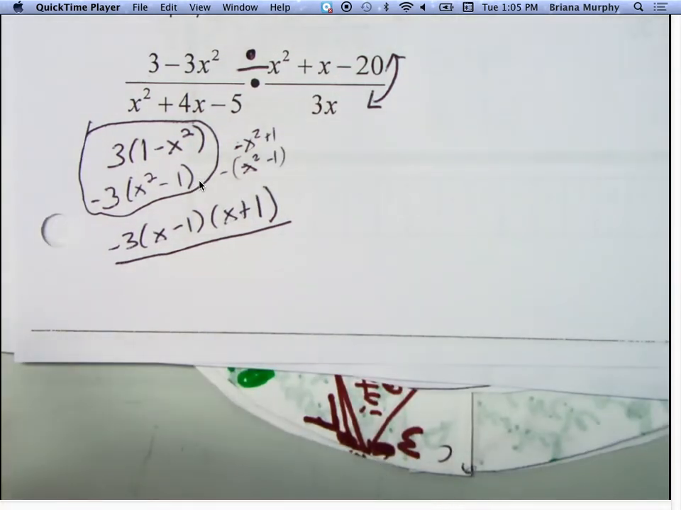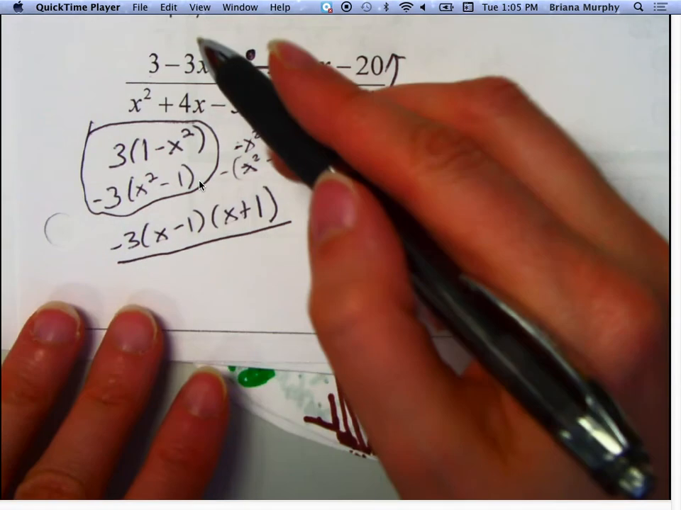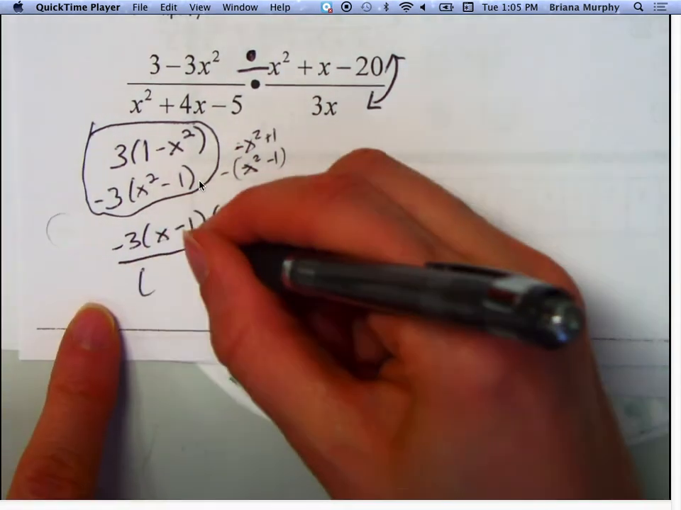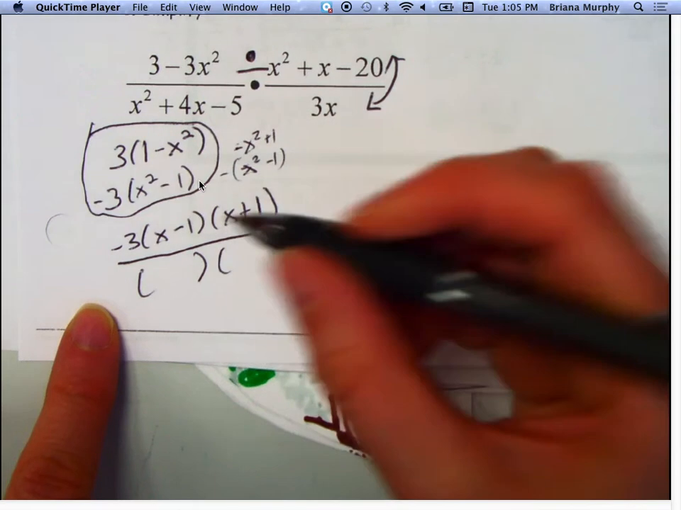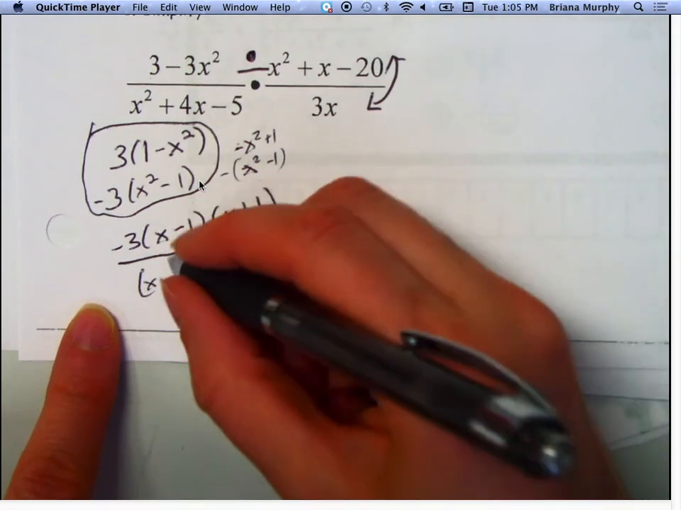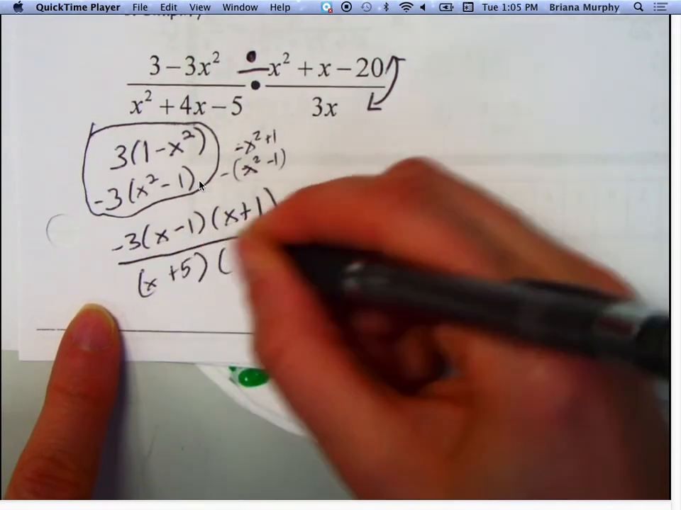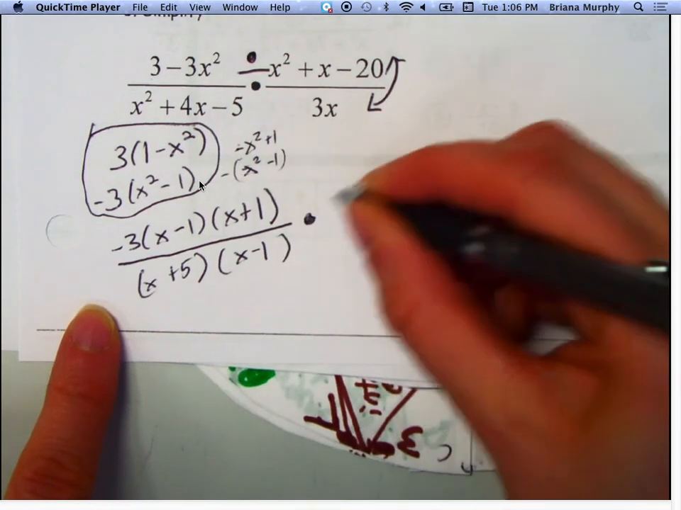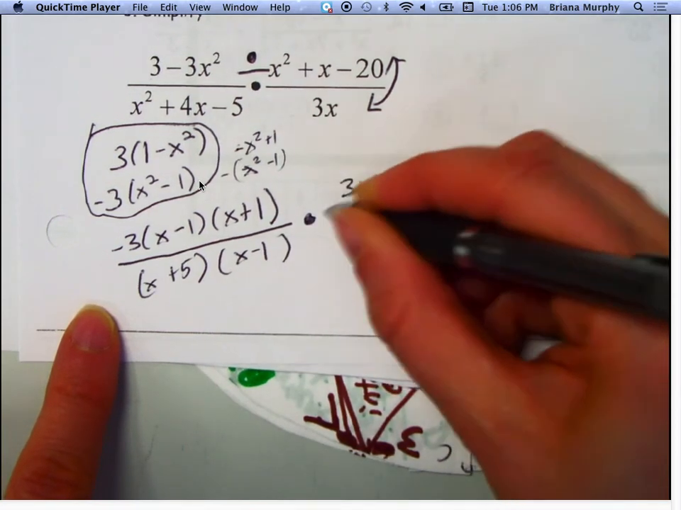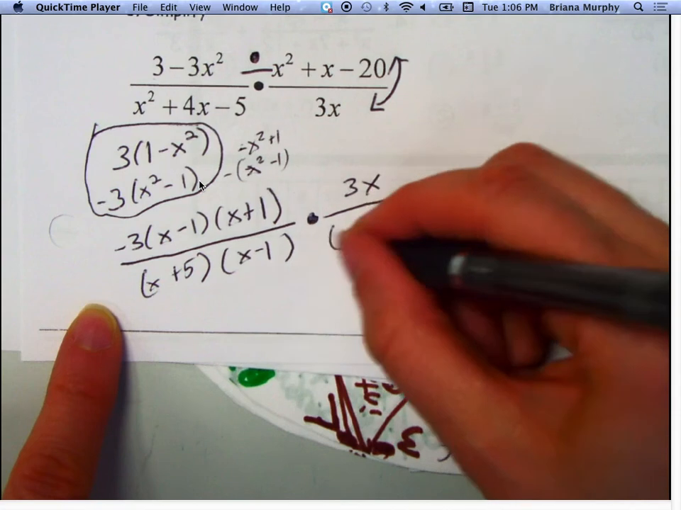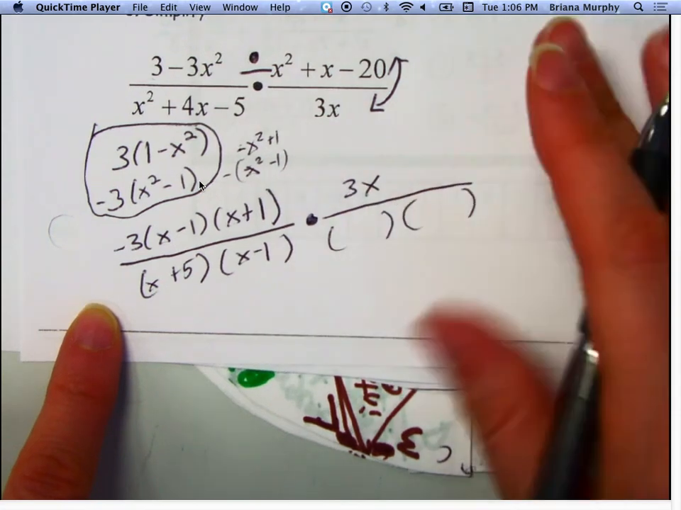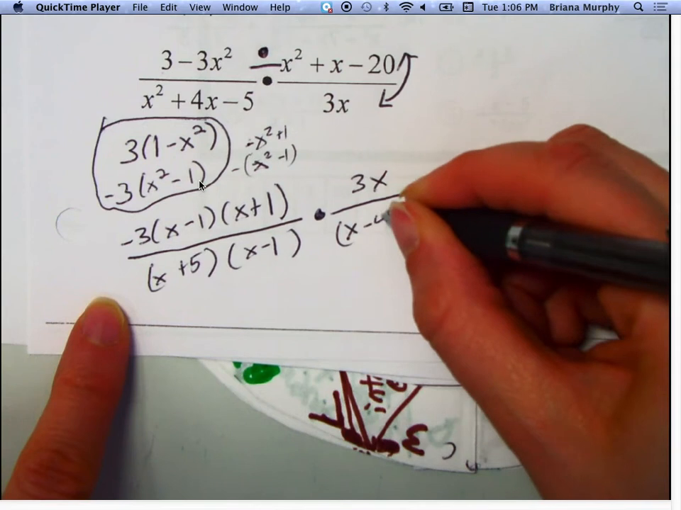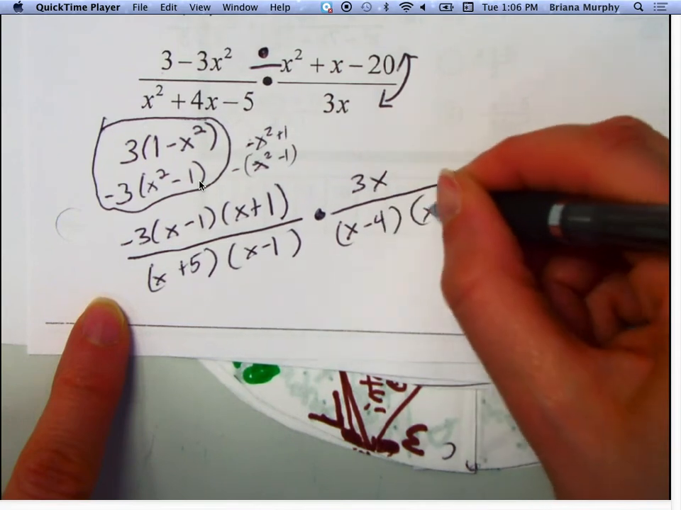Okay. All right. So let's look at the bottom. We've got x squared plus 4x minus 5. What does that turn into? x plus 5, x minus 1. And then we're going to times it by, make sure the 3x is on top, and on the bottom I'm going to put what? x minus 4, x plus 5.